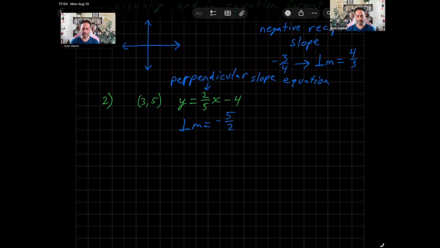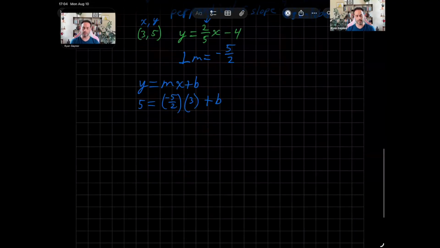Now we do the same thing that we did last time. We know that we're going to be in y equals mx plus b format. So I'm going to plug everything in. 5 is our y, because remember, this is x comma y. So 5 is our y. Our slope is negative 5 over 2 times our x, which is 3, plus our b. Okay, so let's multiply it out. So we have 5 equals, we have negative 5 times 3, so that's negative 15 over, really it's 3 over 1, so we have 2 times 1, so that's 2 plus b.